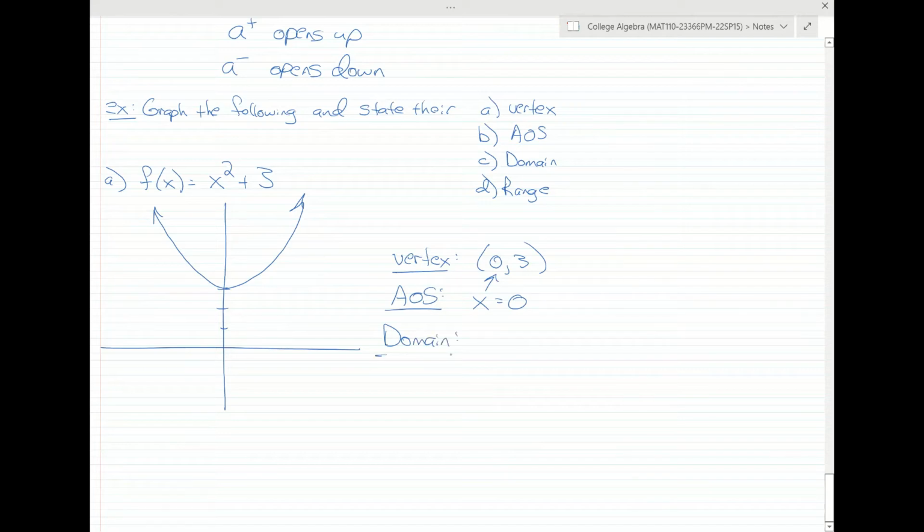Domain for all of these graphs is all real numbers because there's no radical and there's no denominator. And the range just tells you what y could be. Looks like the lowest value y could be for the graph is what? 3. So starting at 3, it just goes up forever. That would be a perfect answer for this.